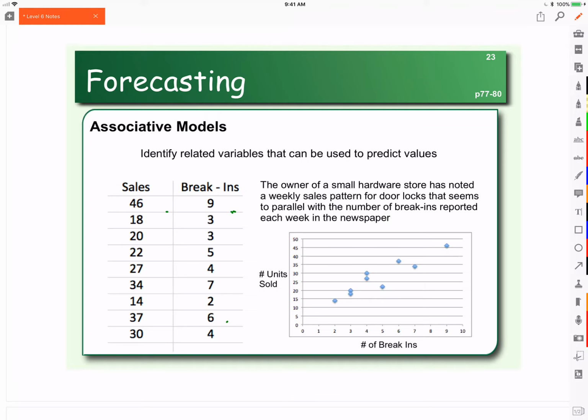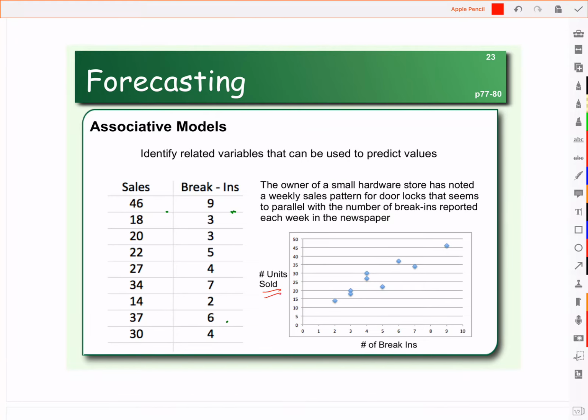Here's our sales. Here's the number of break-ins reported in the newspaper. And so here on the graph, you see the number of break-ins, and on the vertical, the number of units sold. It's very important that whatever you are trying to predict be on the vertical axis. So how you would do this in Excel, you can see the other YouTube video on how to do that. But we're just going to look at the findings once we've found the relationship in Excel. So first thing we do in Excel is we're going to plot the break-ins and the number of units, and the number of units is on the vertical.